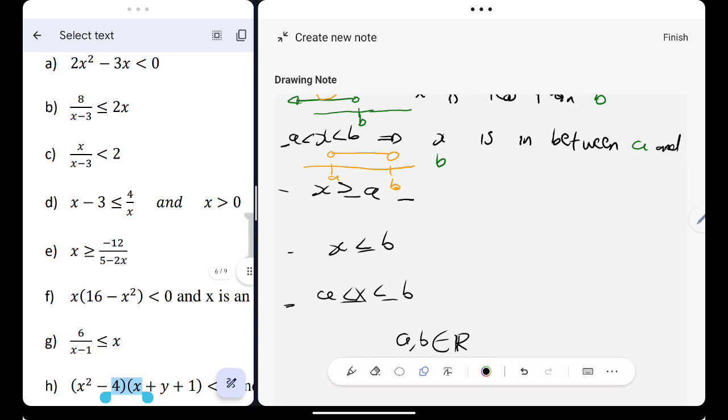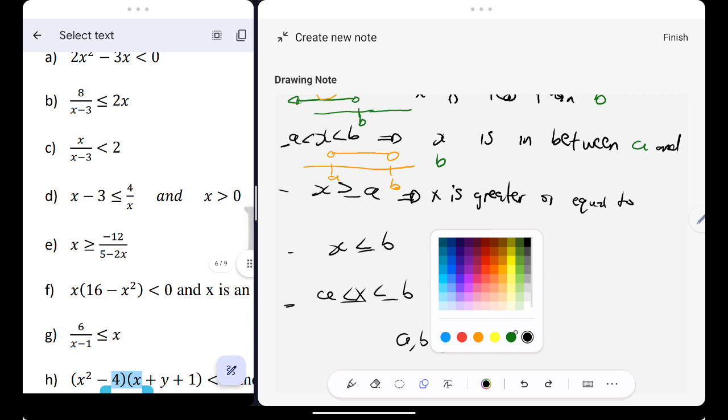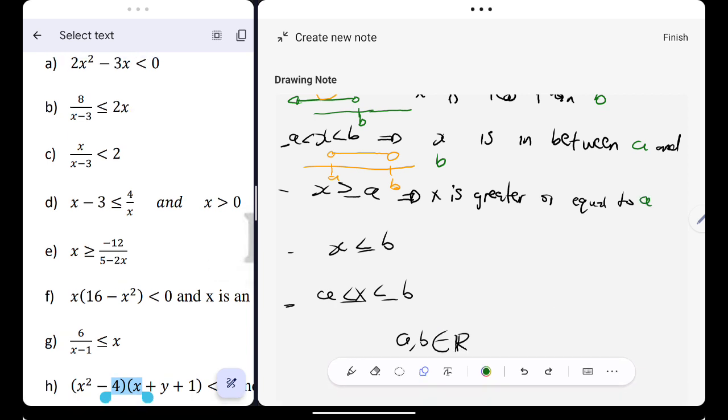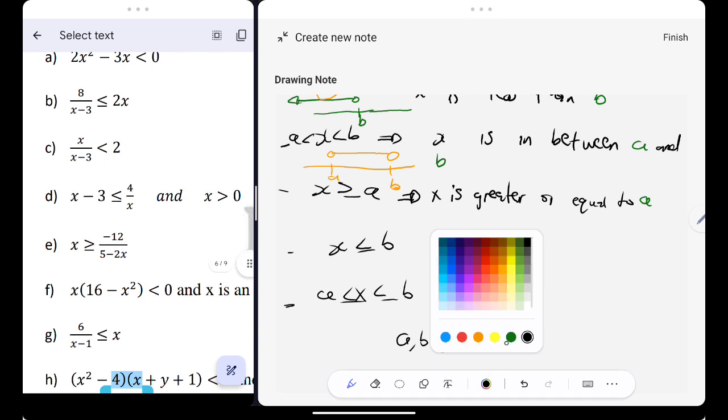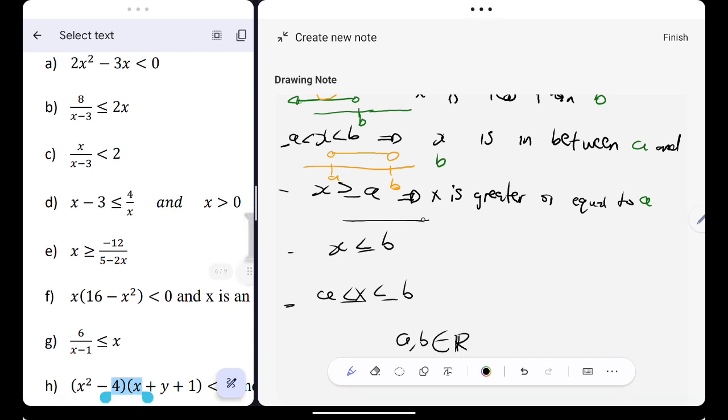Okay, when you read this one, you can just say x is greater or equal to a. All together. And how do you express it on a number line? Just put A here. Now it's a shaded circle pointing to the right since it's greater than.